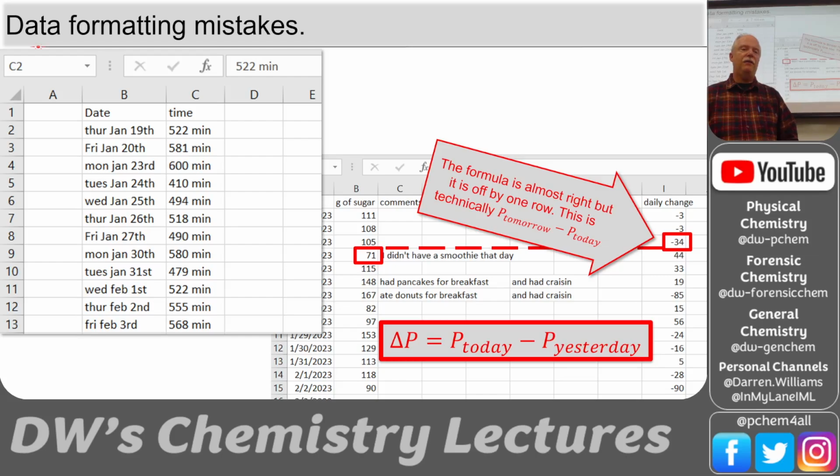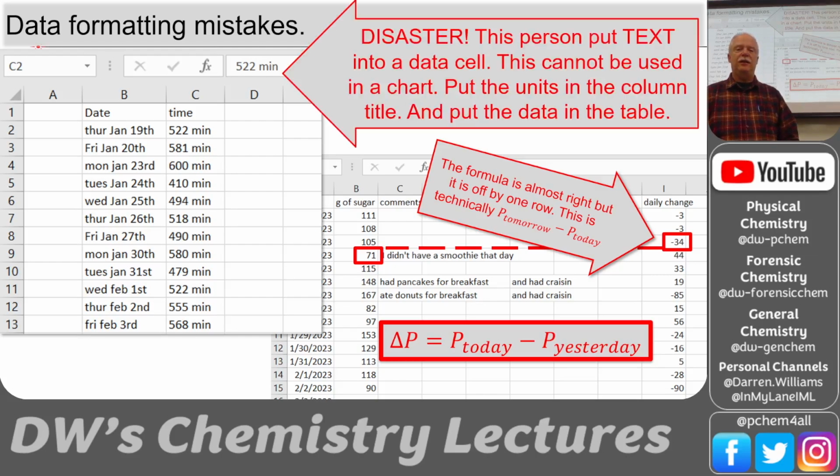Okay. Now, this one is a disaster, because they put text in the cell with the numbers. This won't be plottable. You can select that and go to chart, make a line chart, and it's not going to give you anything because you have text in the cell that you're trying to plot. So put your units up top, say time/minutes, and then just put the numbers in the cell. That way it can be plotted.